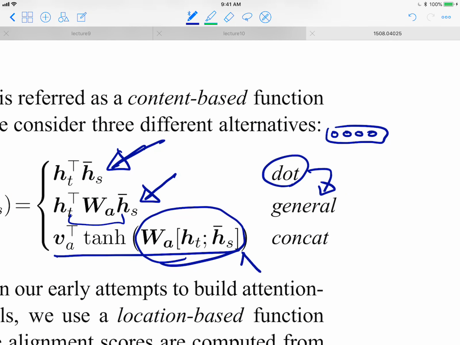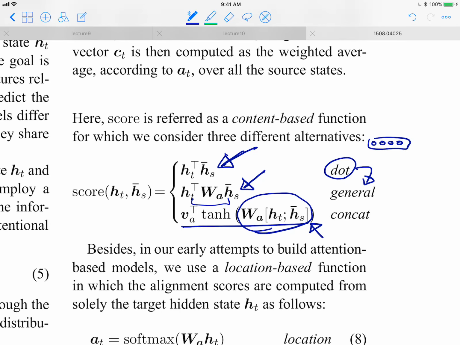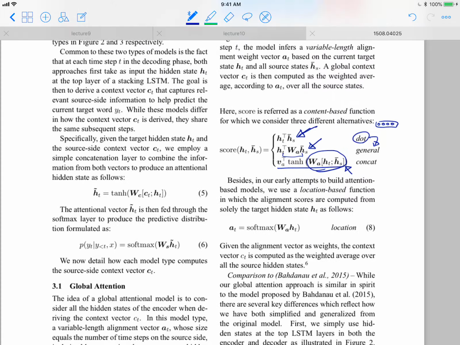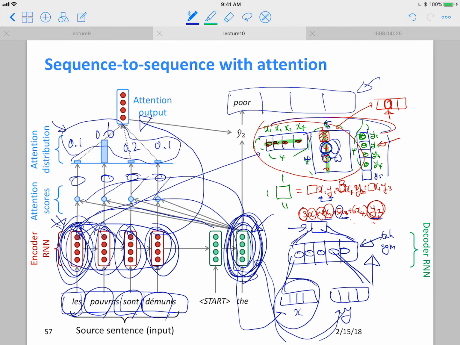So that is the third realization of our attention model. Okay, any questions so far? Okay, then let's take a break and then continue at 3:25.